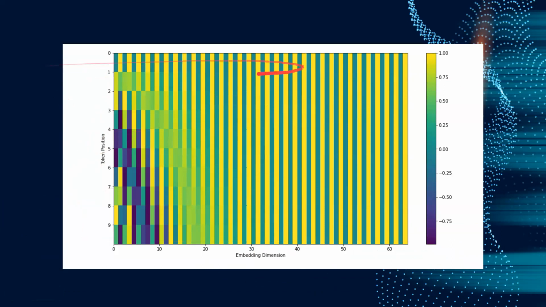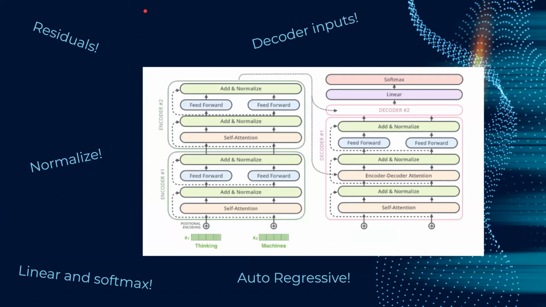These are the embeddings and this is a sequence. Now that you understand the basic concepts in the transformer, let's put them together in order to see what exactly the transformer is doing.